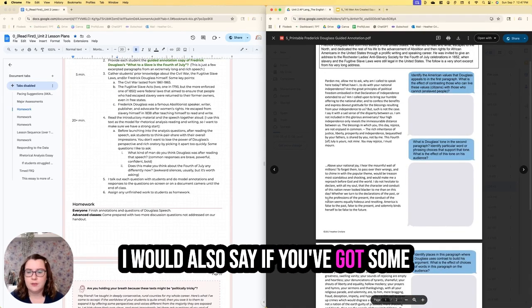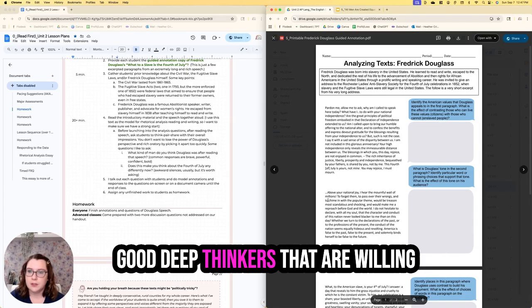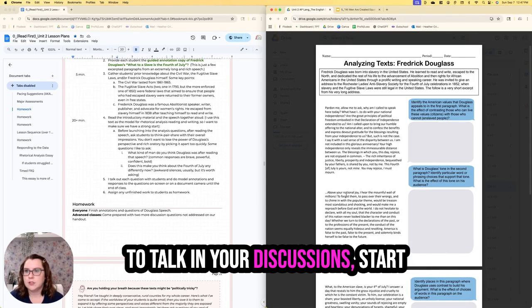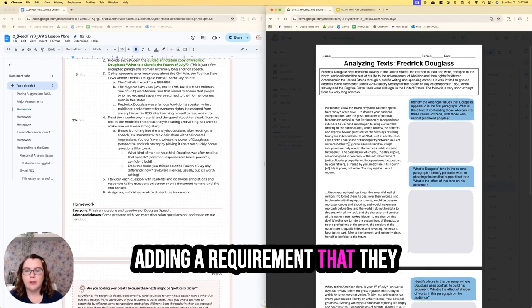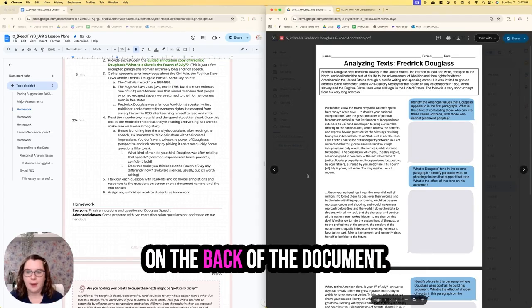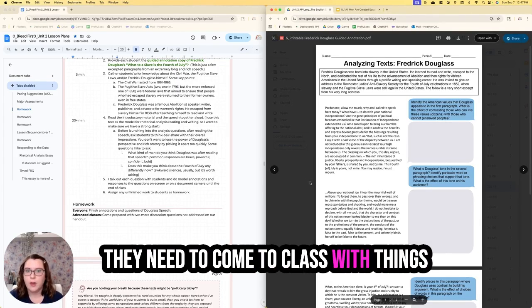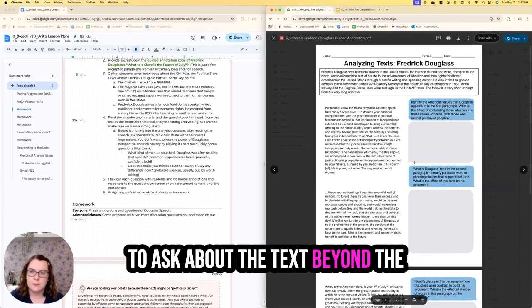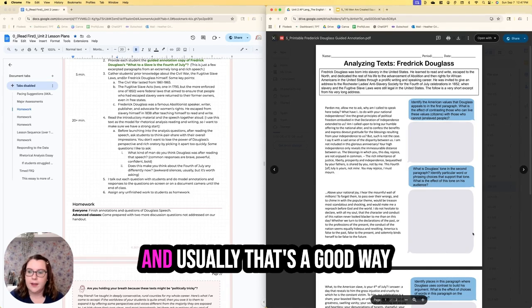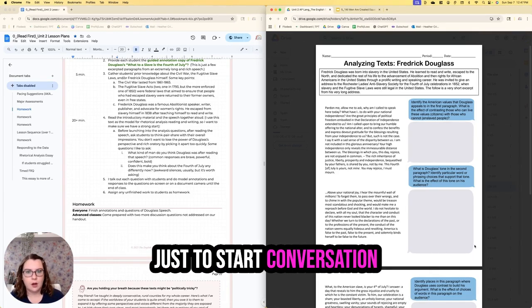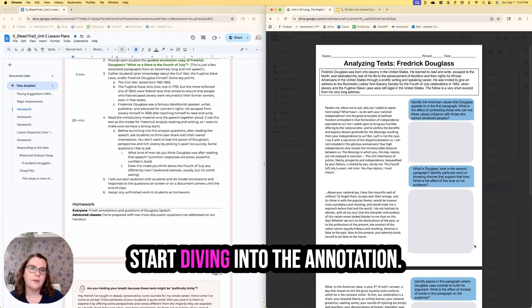I would also say if you've got some good deep thinkers that are willing to talk in your discussions, start adding a requirement that they write 2 discussion questions on the back of the document. They need to come to class with things to ask about the text beyond the questions that are already on there. And usually that's a good way just to start conversation with their questions before you start diving into the annotations.